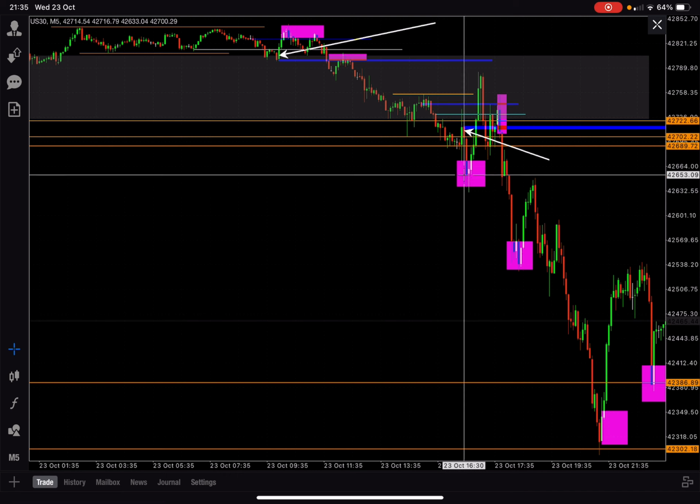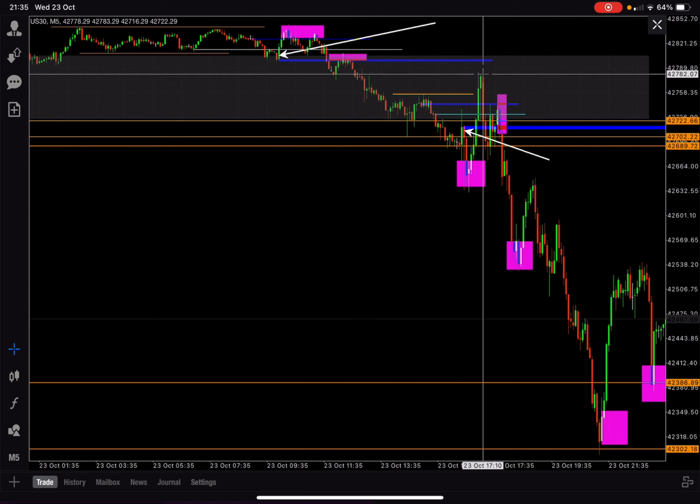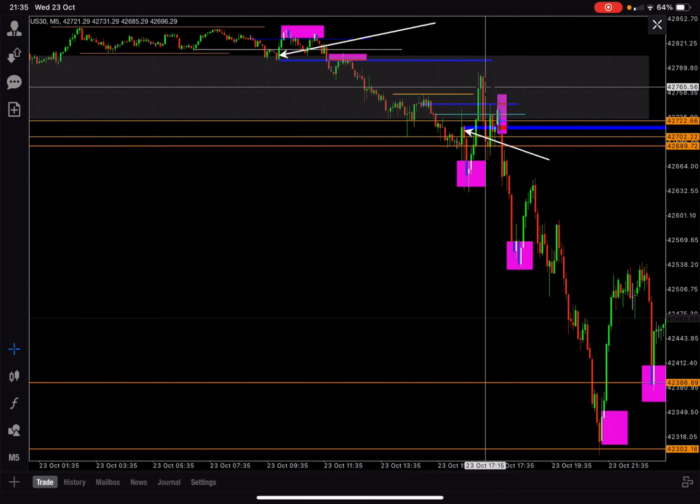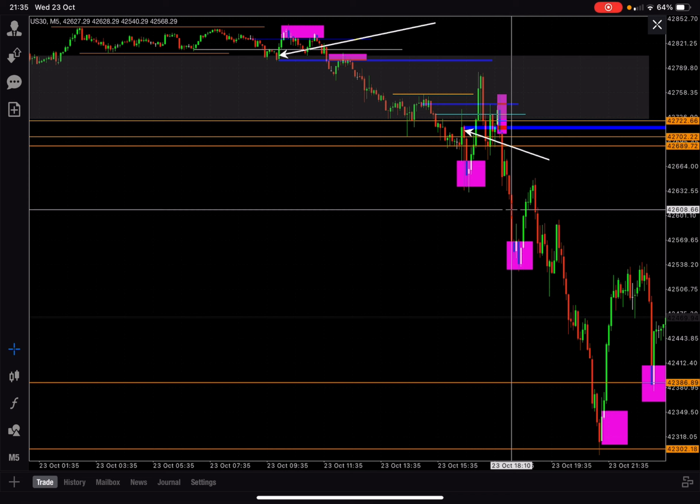New York Open, pushed down, took liquidity one more time. Then you got the reversal towards the upside. That resulted in small profit. Then you get the reversal. Didn't take this one, but obviously it gives you profit.